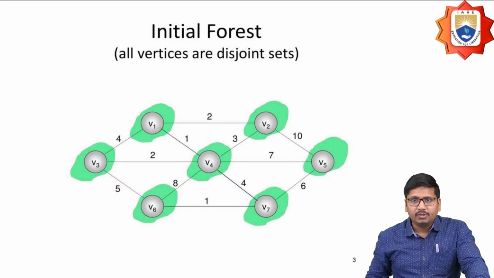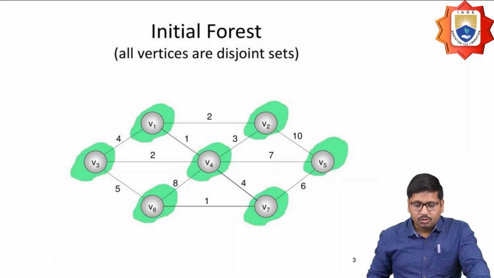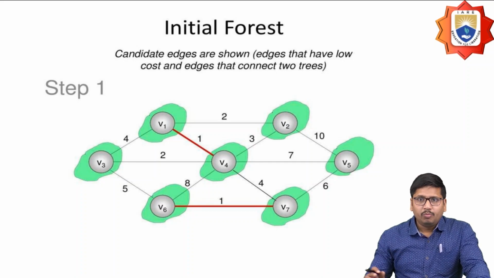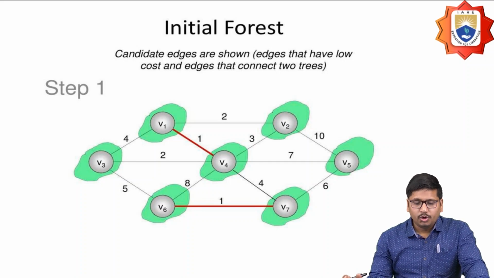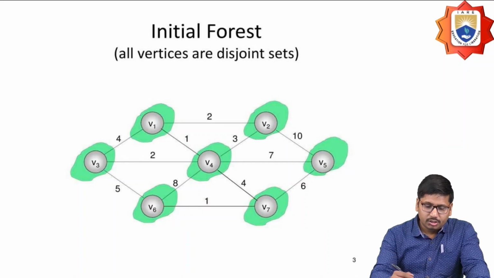We have a set of disjoint sets, all the vertices are disjoint, and weights are going to be assigned between them. So how this Kruskal's algorithm is going to work here is that initially you have to select the minimum one. The edge that has the minimum weight is going to be selected first.